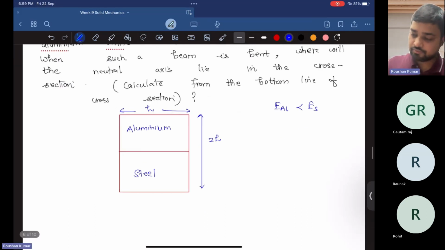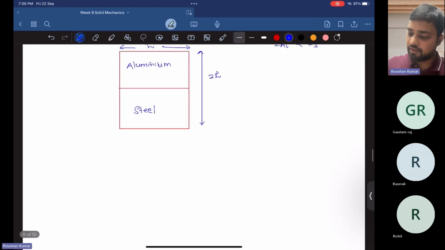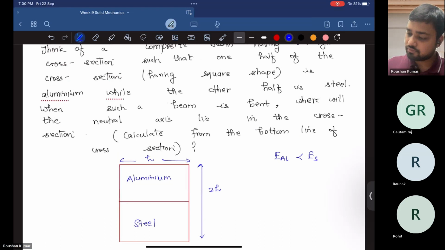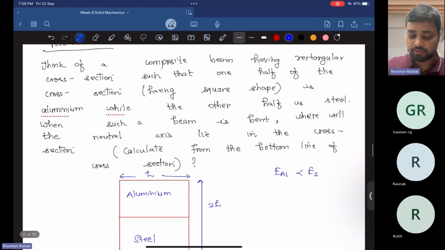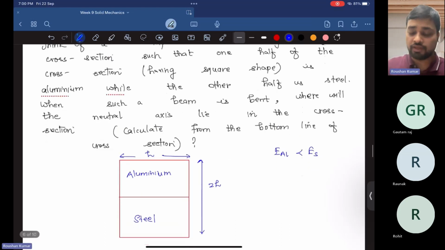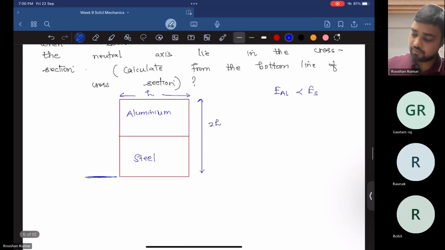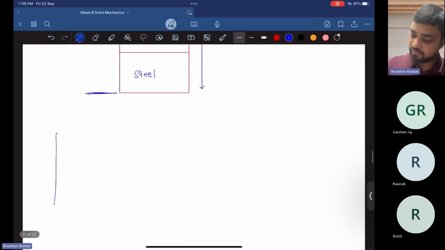So this is the question, and we have to find where the neutral axis lies in the cross section. So we have to find the location of the neutral axis from the bottom line of the cross section. So this is our reference line. Okay, so I'm drawing the same figure here.